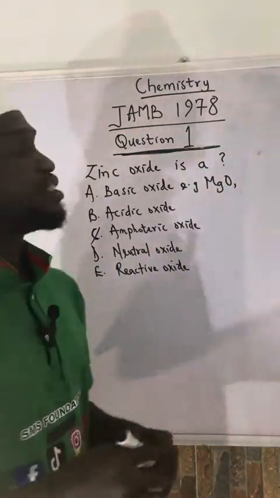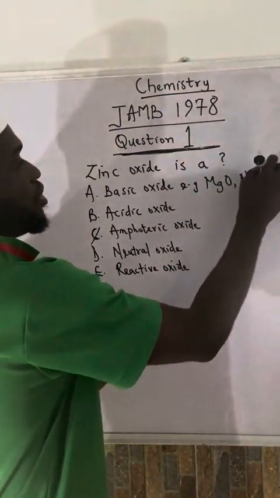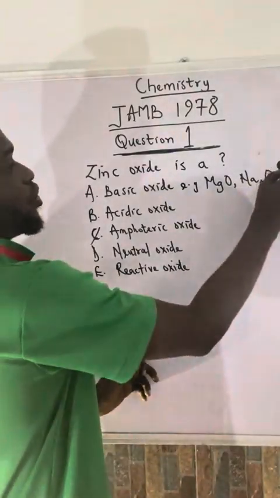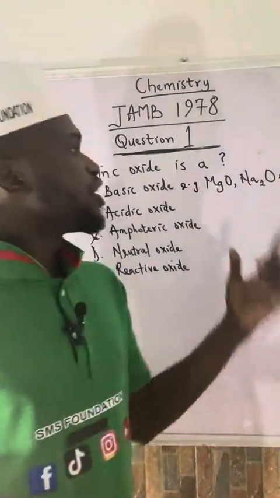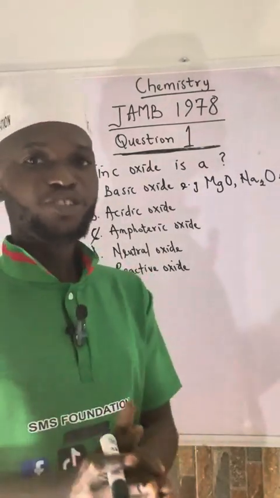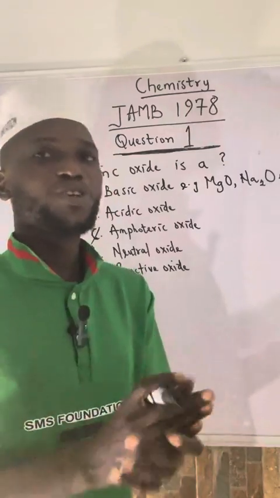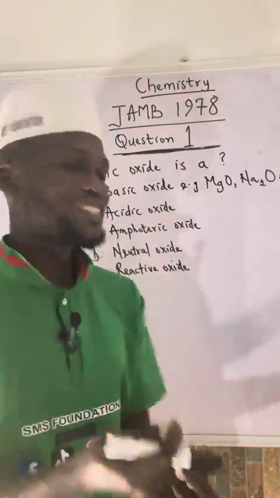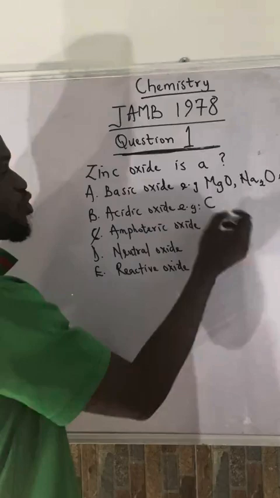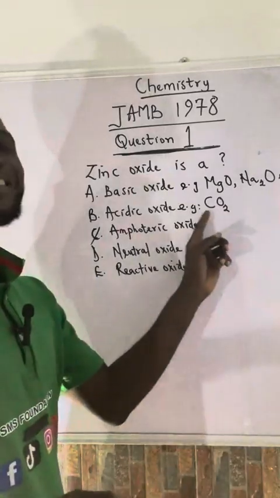Another one is sodium oxide, Na2O. This is a base, so this is a basic oxide, and so on. Now, when oxygen combines with a non-metal, such combination leads to the formation of an acidic oxide. It means if a non-metal combines with oxygen, it leads to the formation of an acid. A good example is a non-metal like carbon combining with oxygen to form CO2. This is an acidic oxide.